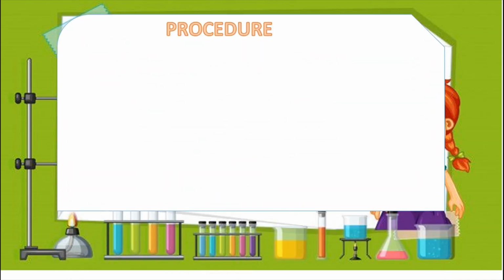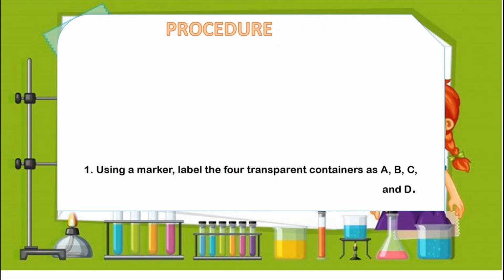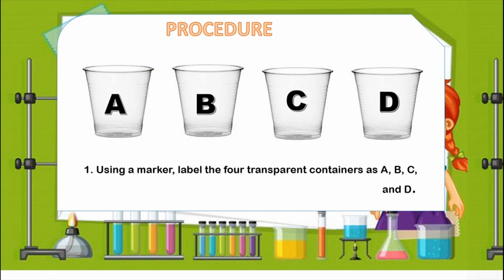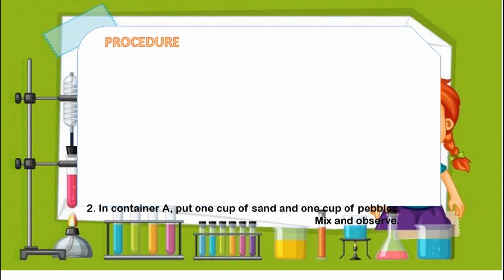So procedure. Number 1 procedure, using a marker, label the 4 transparent containers as A, B, C, and D. So naa man tay upat ka containers, 1, 2, 3, 4. So sa upat ka containers, butangan ninyo siya o A, B, C, and D para may balaan nato. Okay. You label here A, B, C, and D. Okay. Muna ang first procedure. Okay, let's go to the second procedure.